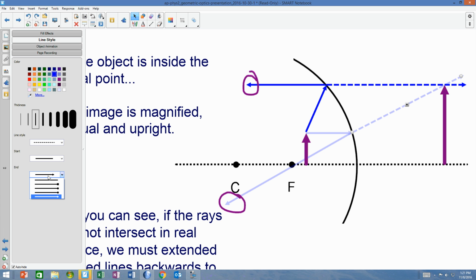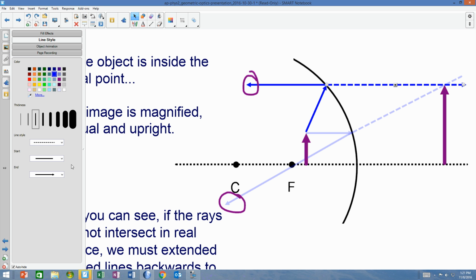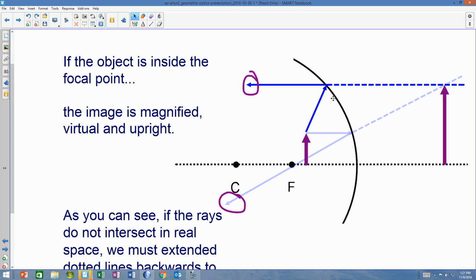So I'm going to get rid of the arrow, because an arrow usually indicates that it's an actual physical light ray. These are not. We're actually just projecting these reflected light rays back into the mirror.